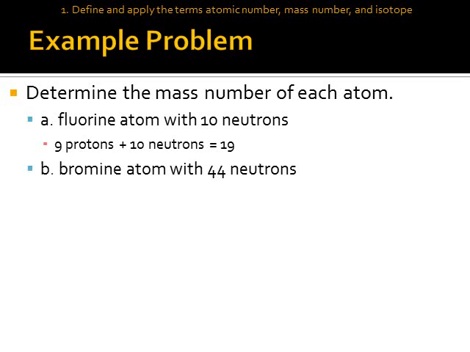Bromine atom with 44 neutrons. Again, find bromine on the periodic table. Find its atomic number. You'll see that it is atomic number 35. So 35 protons plus 44 neutrons gives you a mass number of 79.